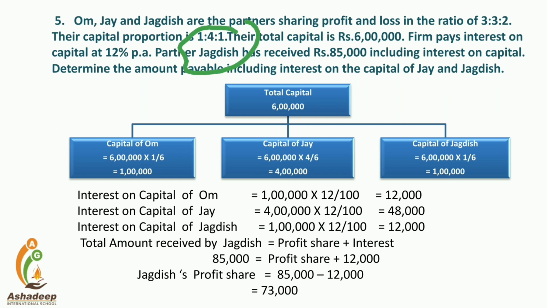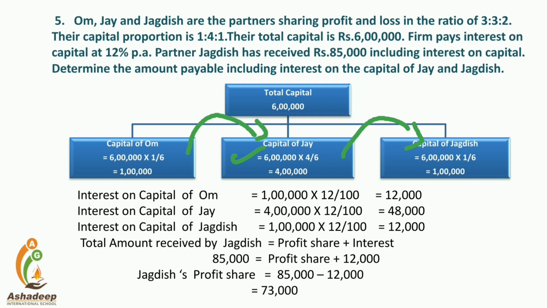So if you want to find the capital of Om, what we have to do, 6 lakh, the total capital, multiply his capital proportion, that is 1 upon 6. So 6 lakh multiply 1 upon 6, we will get rupees 1 lakh. In the same way, we can find the capital for Jay as well. The total capital is 6 lakh rupees, multiply his capital share, capital ratio is 4 upon 6, so we will get rupees 4 lakh. In the same way, we can find for Jagdish as well, that is rupees 1 lakh.